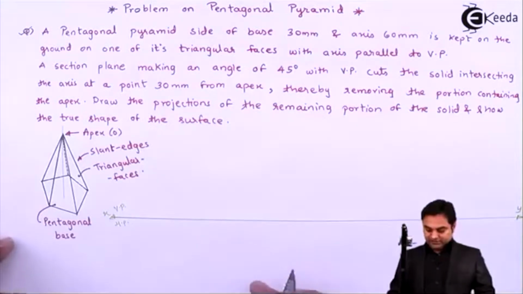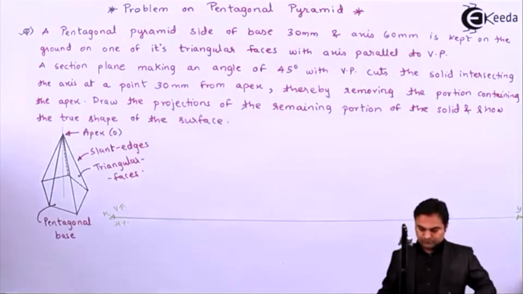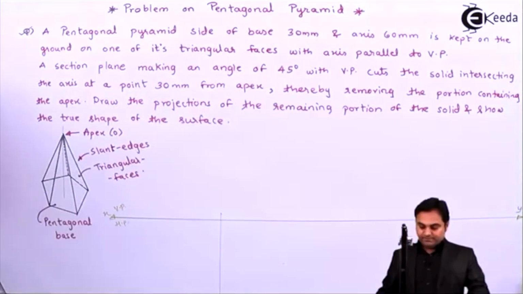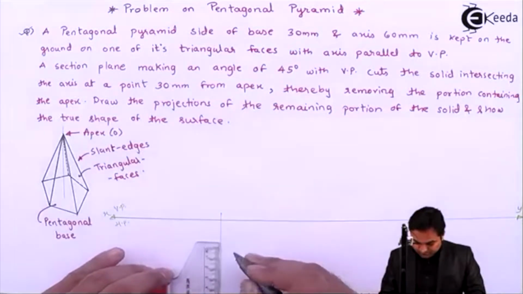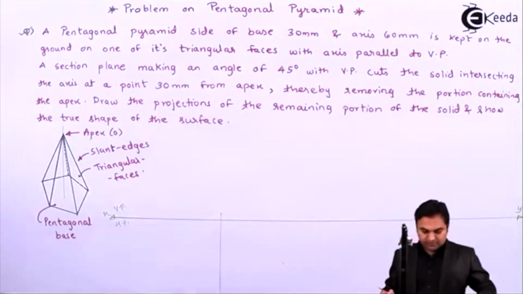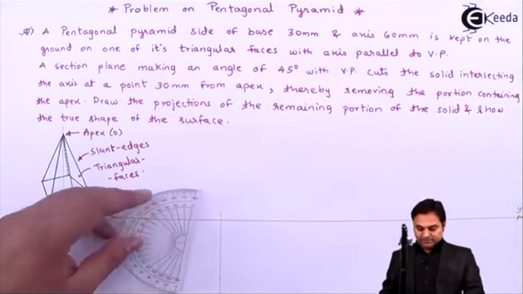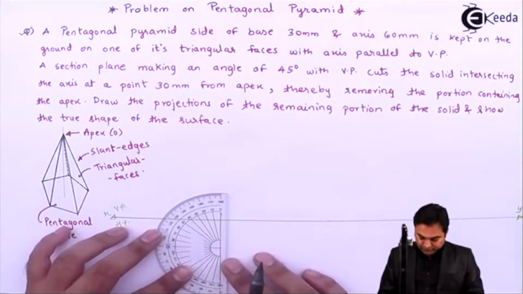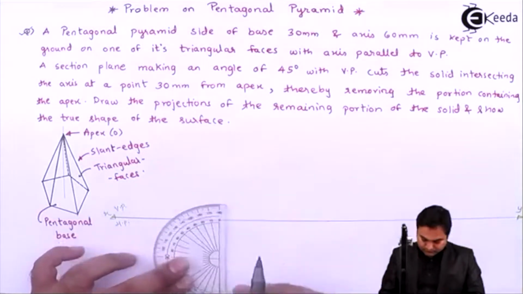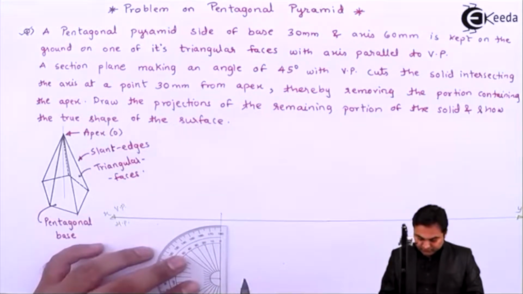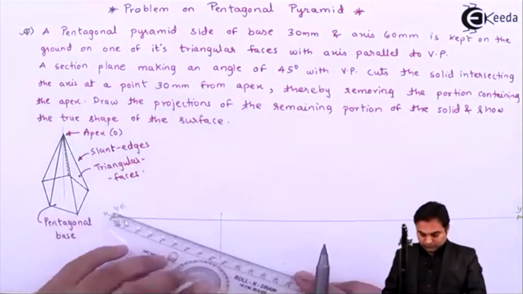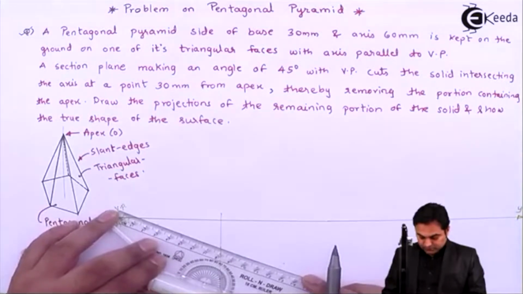So we have to draw the pentagon in such a way that it is resting on an edge. Side is 30 mm, measuring 30 mm. The base edges of the pentagon are inclined at 72 degrees. So taking 72 degrees from one point and taking 72 degrees from the other point, drawing light lines through it.